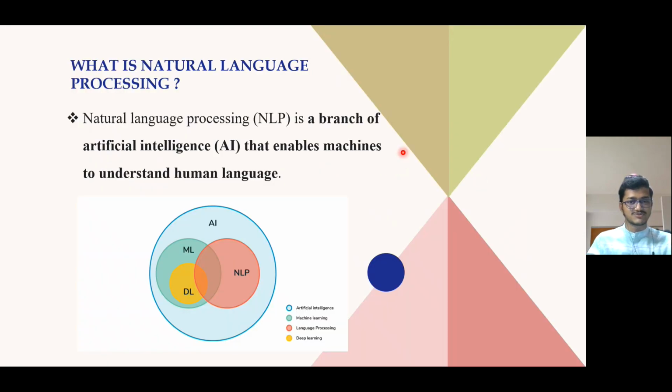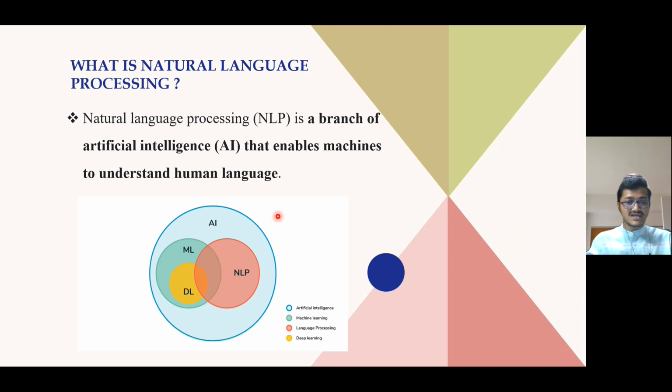Now, what is natural language processing? Natural language processing is a branch of artificial intelligence that enables machines to understand human language. That is, natural language processing empowers a machine to understand, to analyze, and to derive or determine various facts out of a given sentence by a user.